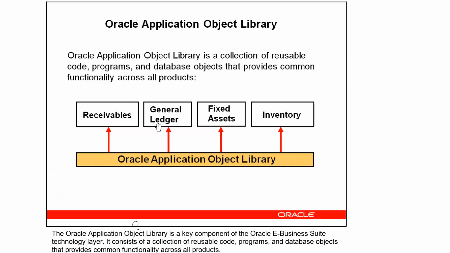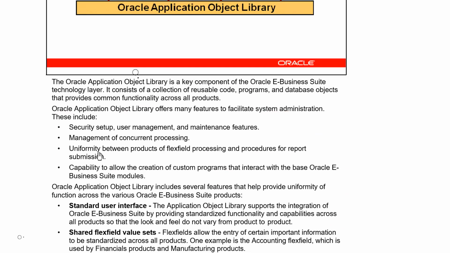Apart from the template FMB example, you can submit a request from any responsibility. Submitting a request is a reusable component. It is not necessary that you have to be in only one product. You can be a general ledger user and submit a request, because it is a reusable component. Like here it is given.